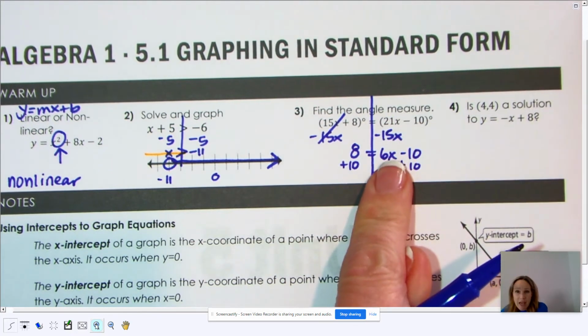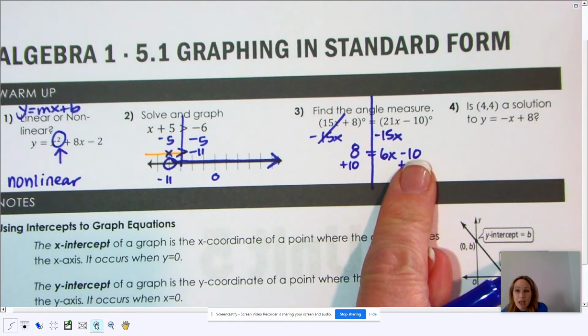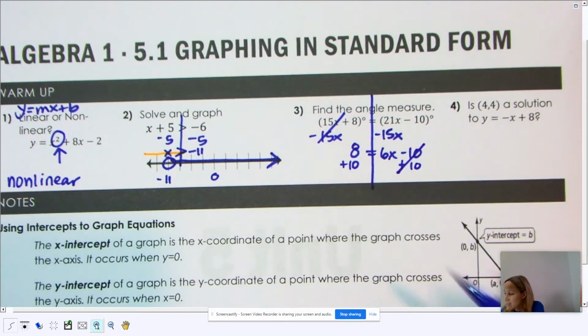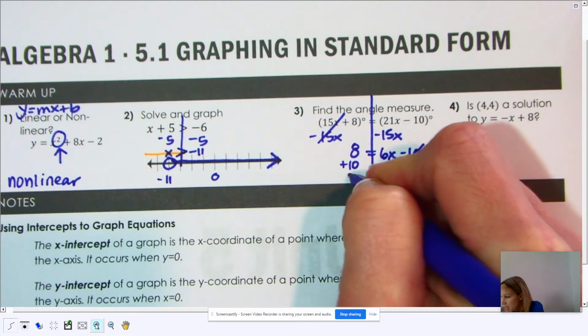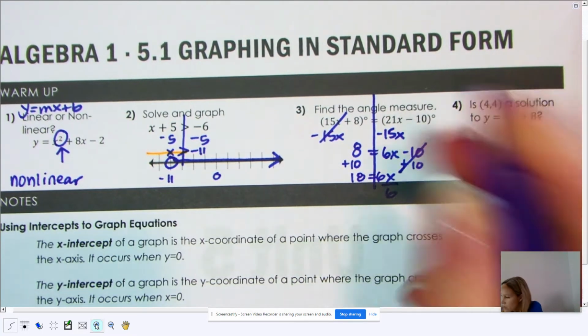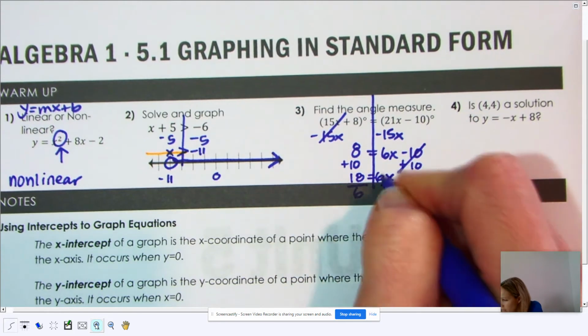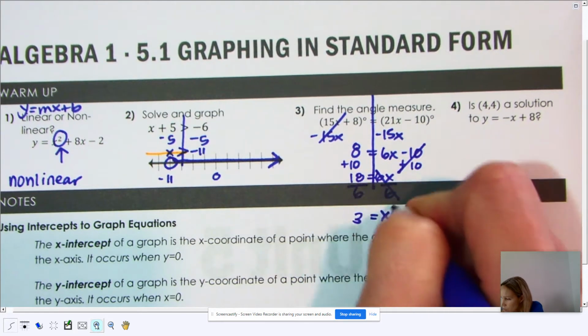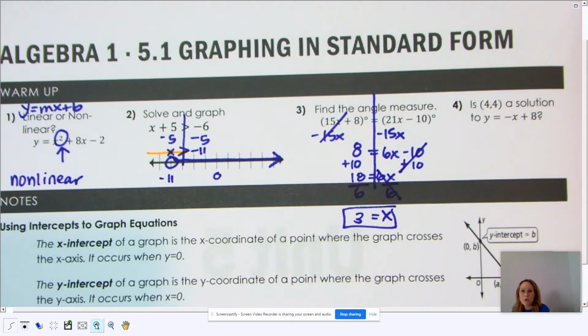I'm going to add 10 on both sides. Remember, we always look for the x and we see what's being added or subtracted. Then we do the opposite. That's the inverse operation. It cancels it out. So I have 18 is equal to 6x. If I divide by 6, it cancels off the times by 6. So we get x is equal to 3 for problem number 3 on the warm-up.